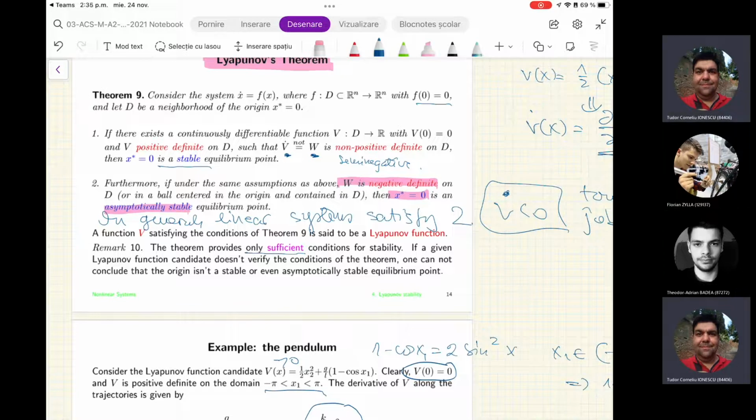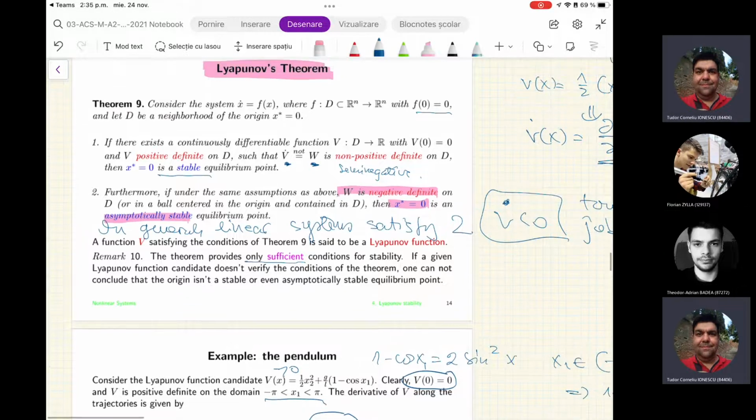As I said before, this is only a sufficient condition. Hence, if you didn't find it, it doesn't mean it doesn't exist. It means you were not able to find that Lyapunov function satisfying the second condition. So it's not a problem of the system or of the dynamics. It's a problem of how smart we can get.